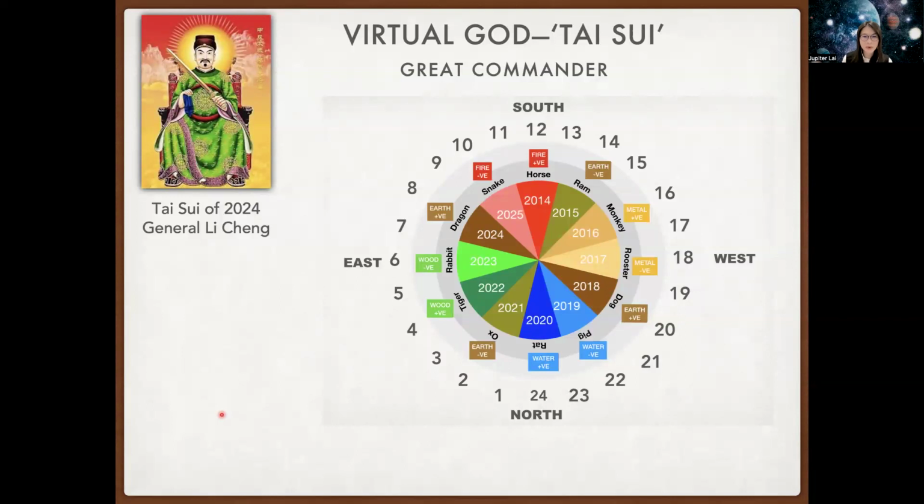So for example, this year, 2024, is the Year of the Dragon, and this year, the commander is called General Li. So it is the general who is like the boss of this year. But this is a kind of religious thing. So it is like a religious element adding to the astrology.